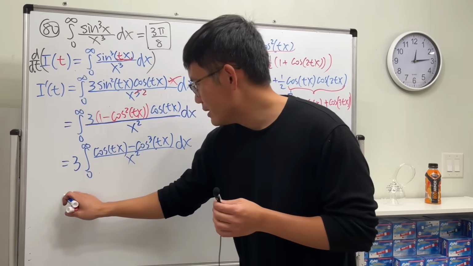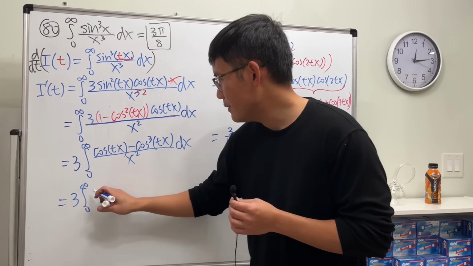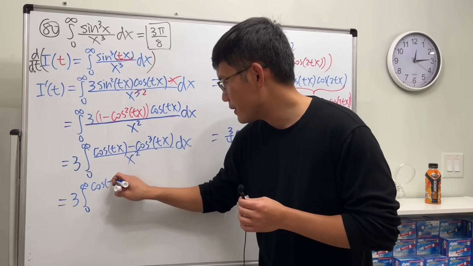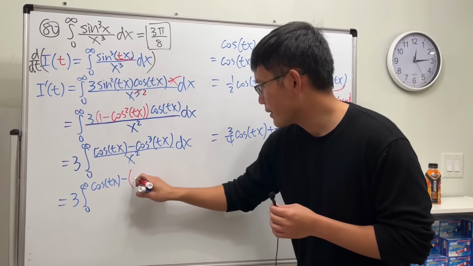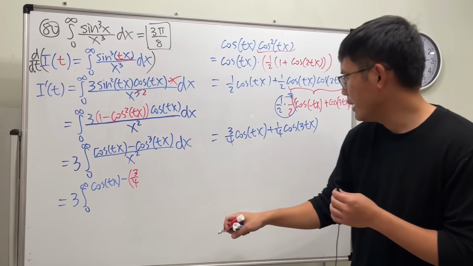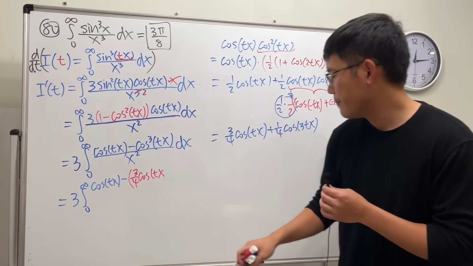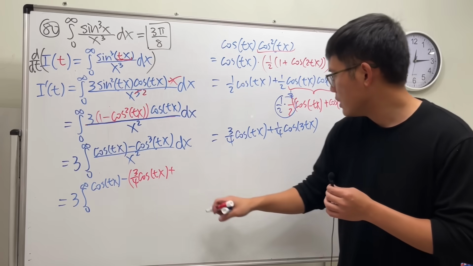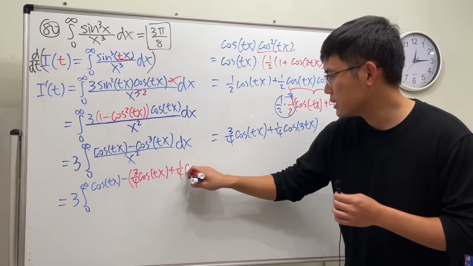So I'm going to do this right here. This is 3 integral 0 to infinity of cosine of tx minus all that stuff, which is 3/4 cosine of tx plus 1/4 cosine of 3tx.